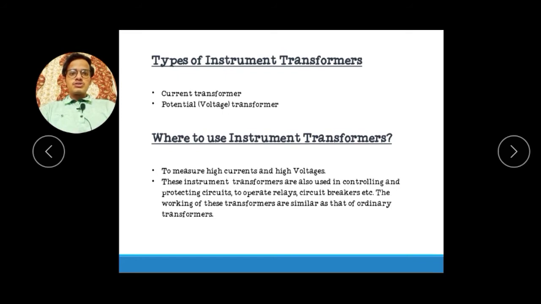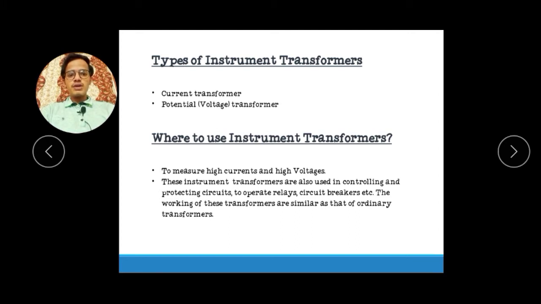Instrument transformers are mainly categorized into current transformer and potential transformer. Potential transformer is also known as voltage transformer. We use instrument transformers to measure high voltage and high current. We also use them in protective circuits to operate the relays, because a relay can't be operated at high voltage and high current, because it will be blown. Relay can't be operated at that much voltage.